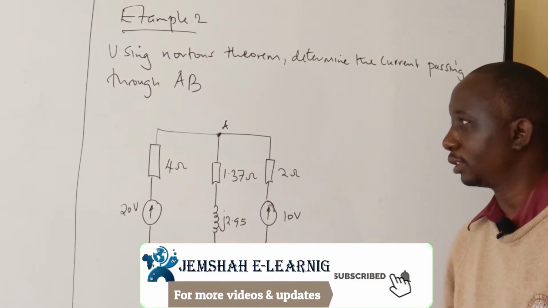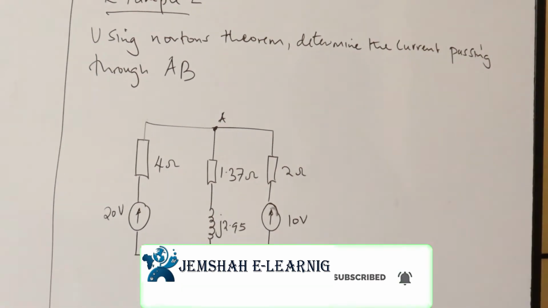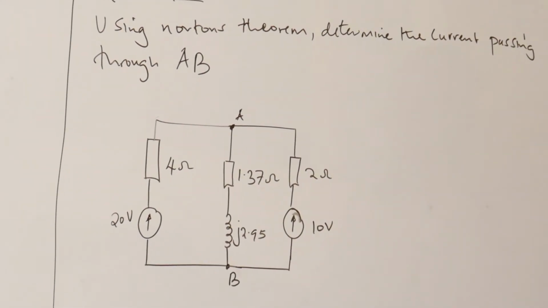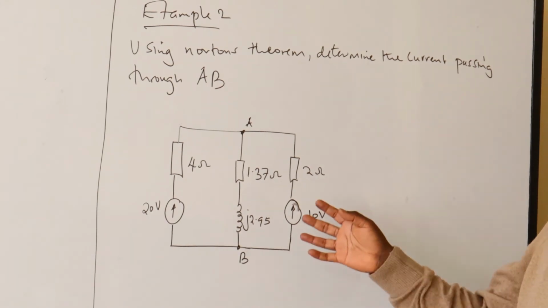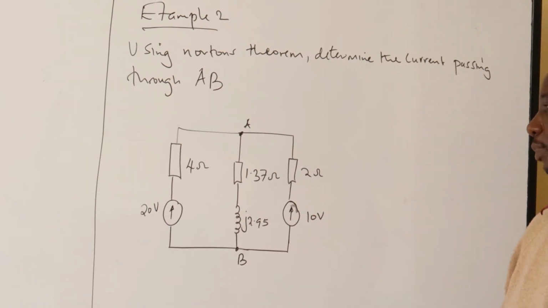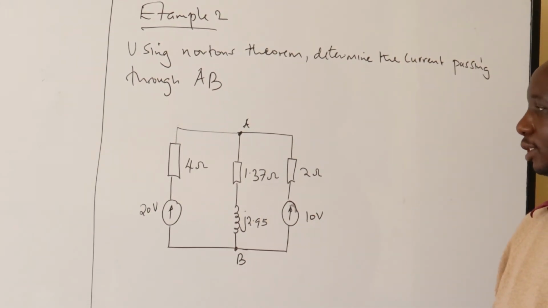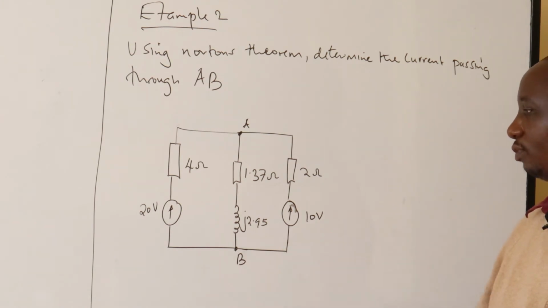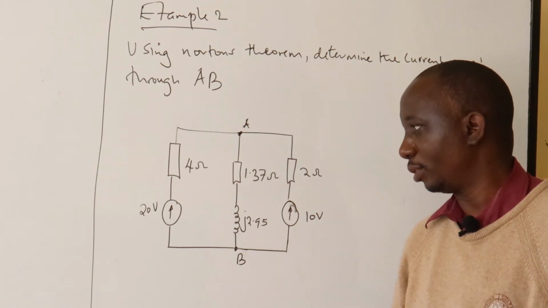So this is going to be our second example, and from the previous example, the only difference is that we have now inserted the capacitor, the inductor, and the resistor in series, and this time it's going to give us a bit of complex calculation.